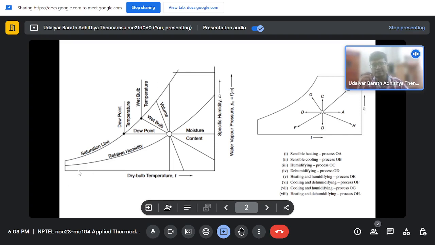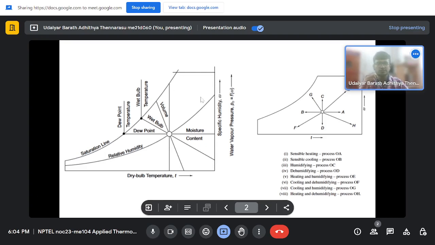Here there are some constant lines. The vertical line signifies that the dry bulb temperature is constant. And a horizontal line says that your moisture content is constant. There's a curved line here, which signifies the saturation line. The saturation line is where your air is saturated, so it cannot take any more water. It is already saturated, it cannot take any more water. That is the saturation line.